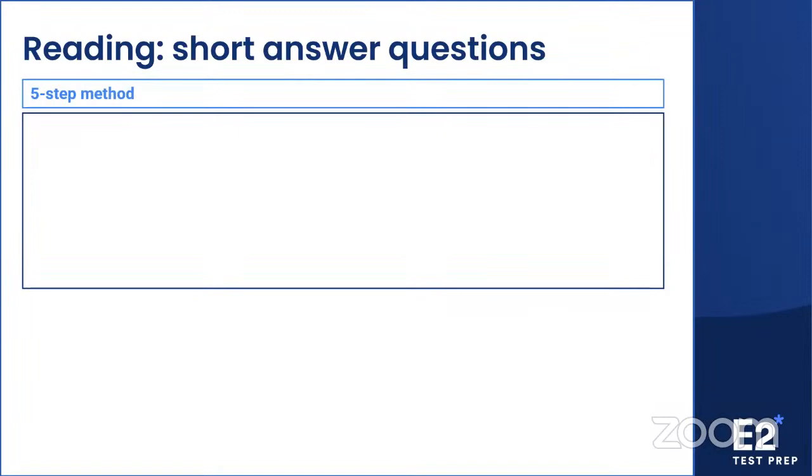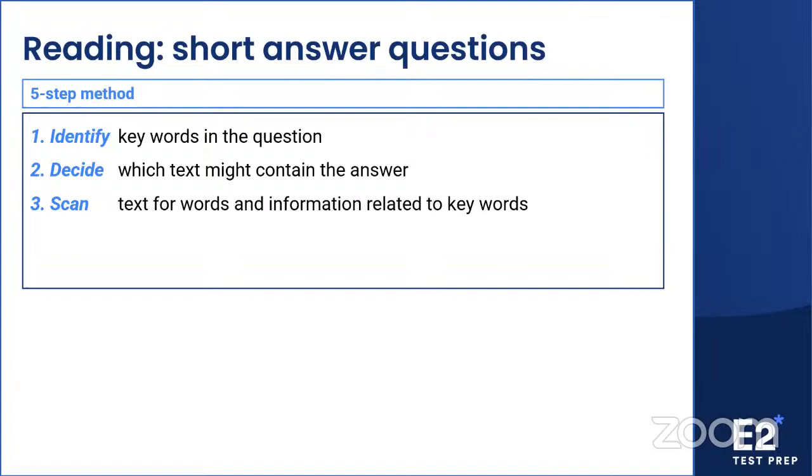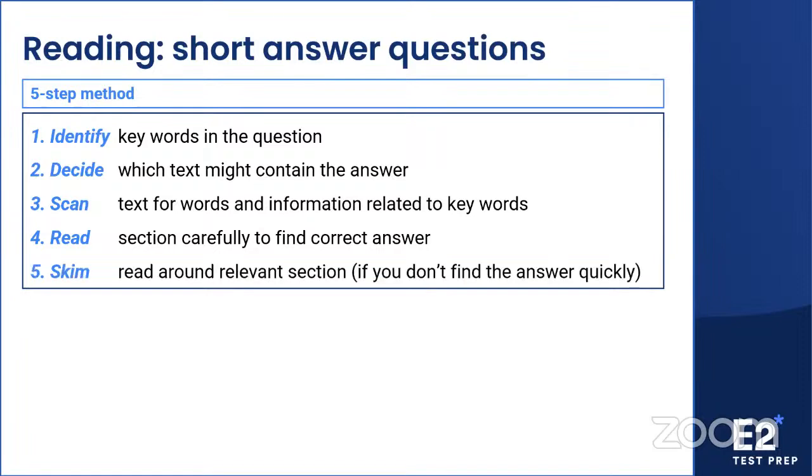Now, a short method for doing this is to first identify keywords in the question, then decide which texts might contain the answer. And then you're going to scan the text for words and information related to those keywords. Here you may find exactly the same word, but chances are you won't. You will find synonyms. You may even find antonyms, opposites. Then you're going to read the section carefully to find the correct answer.